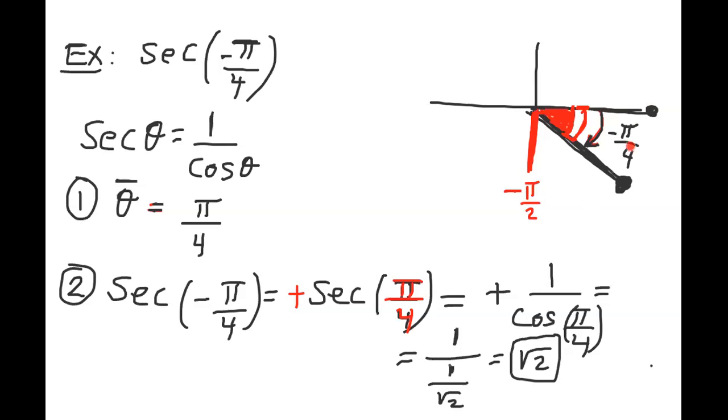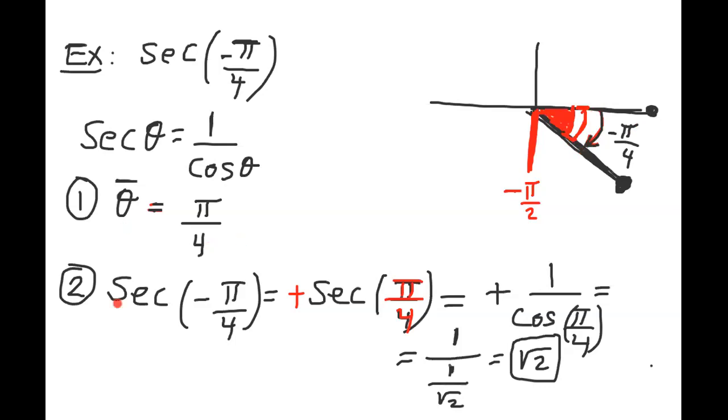Now, how to find the reference angle? The reference angle, like I said before, is always positive. Second, it is the angle between the terminal side and the x-axis, the closest one. So this is my x-axis, and this is my terminal side. The angle between here and here is pi over 4. It's not negative. The value is pi over 4. So the reference angle will be pi over 4.